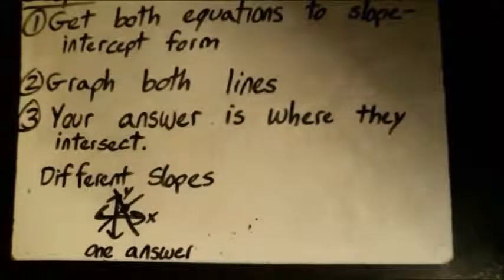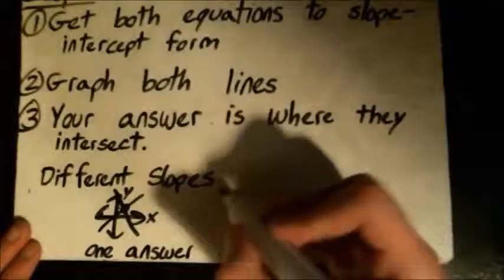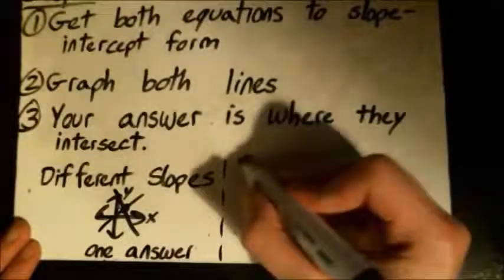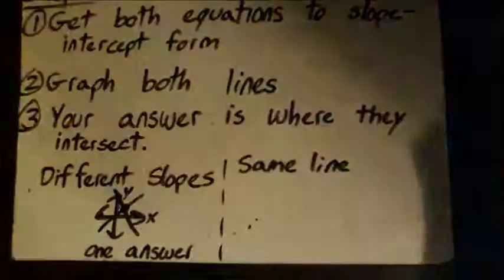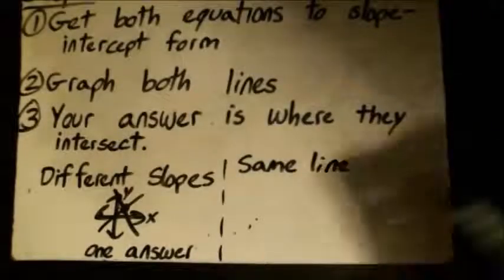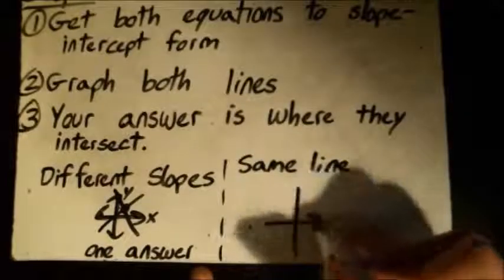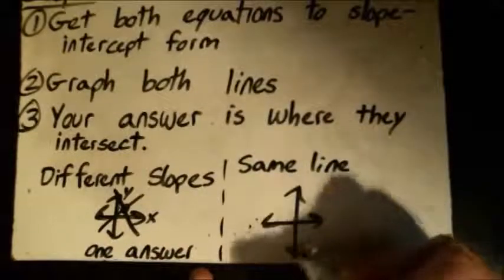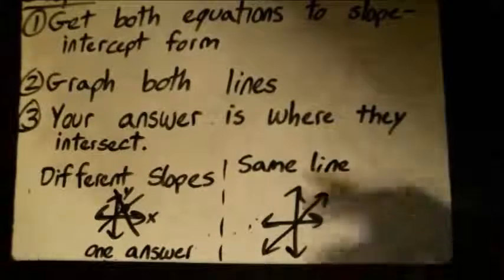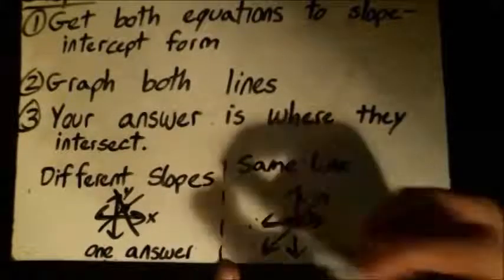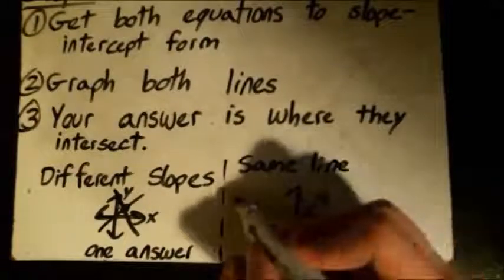Alright, now there are two special circumstances. If you have the exact same line, so when you solve for both equations you realize, hey, those are the exact same line, those are going to look like that, where it's the exact same line just on top of each other. So whenever you see this, that is going to be infinite solutions.